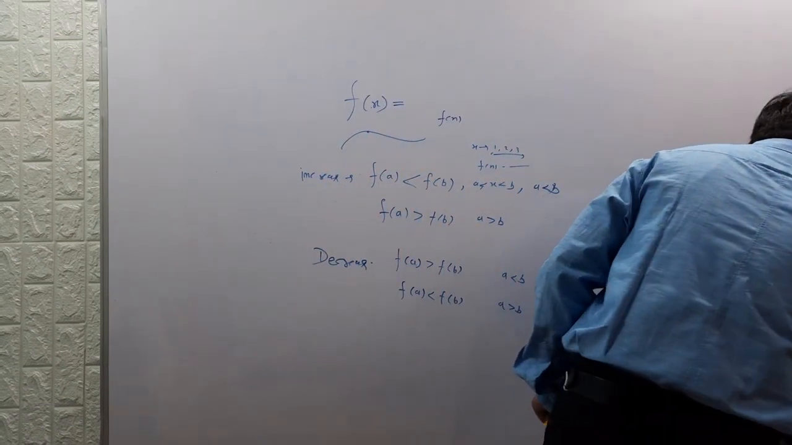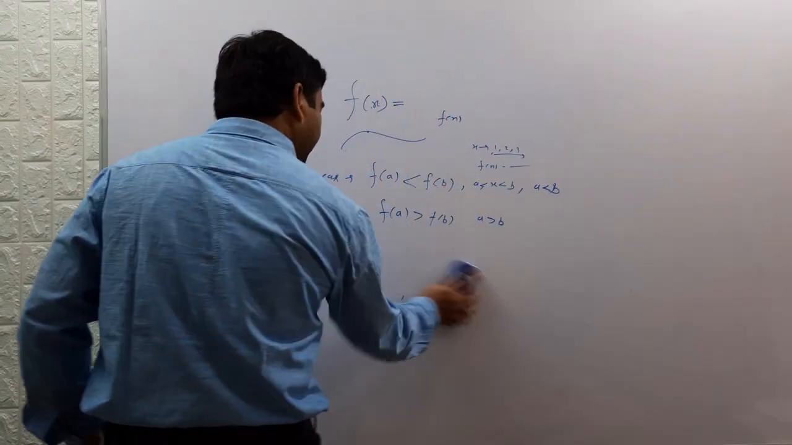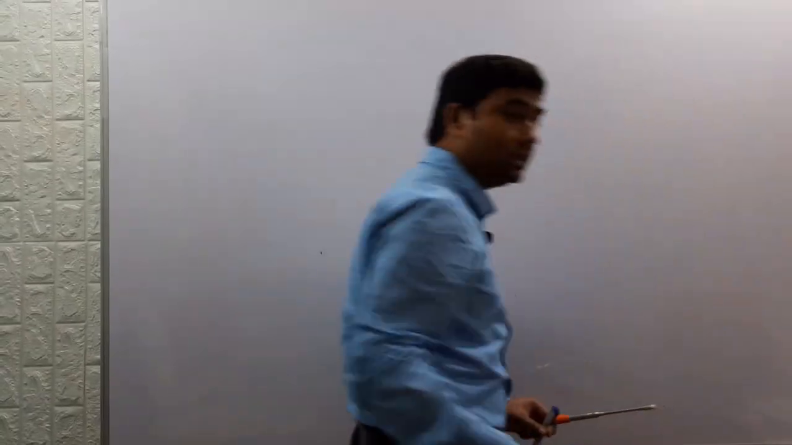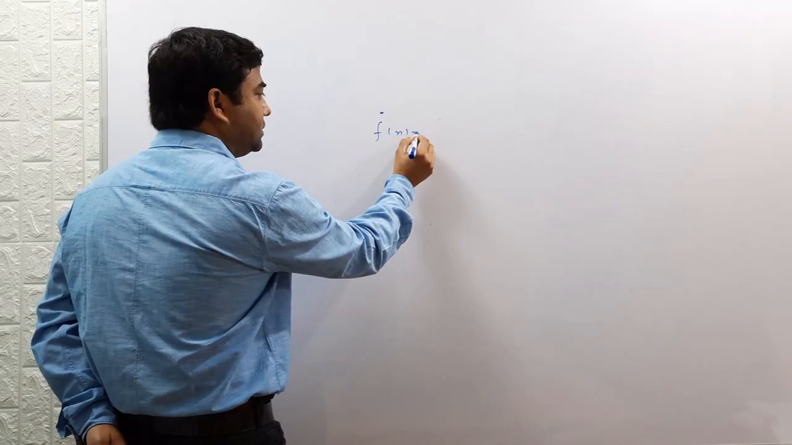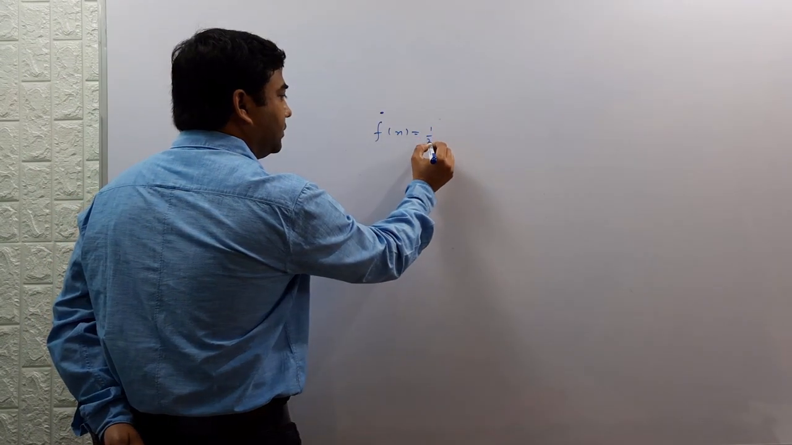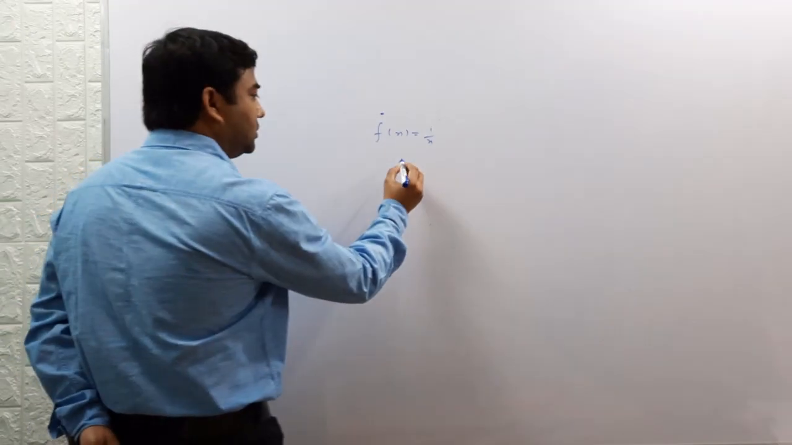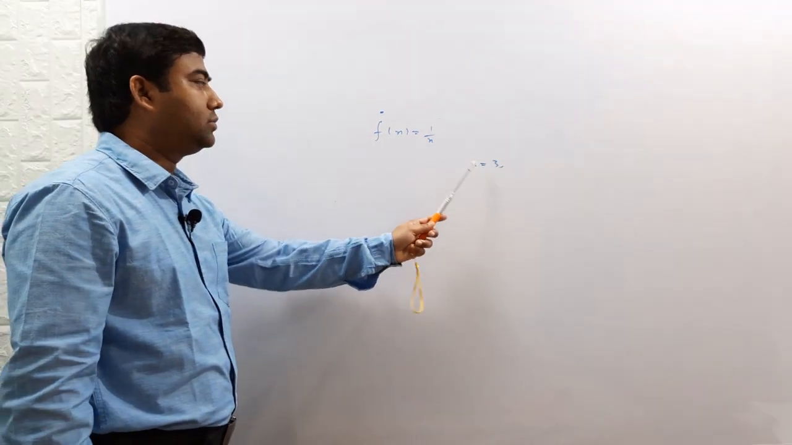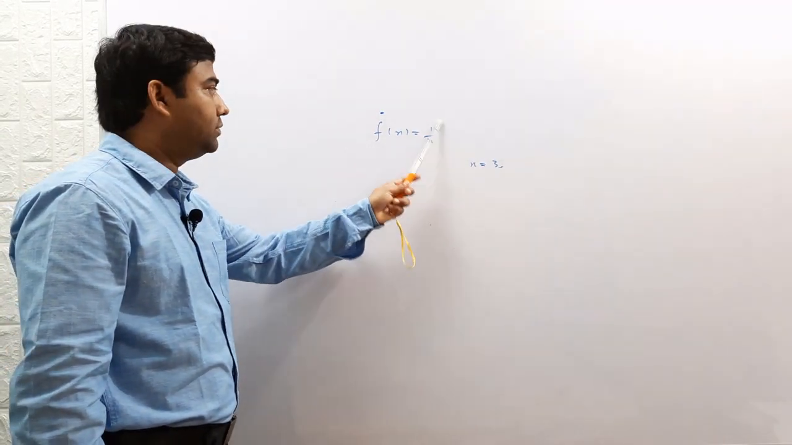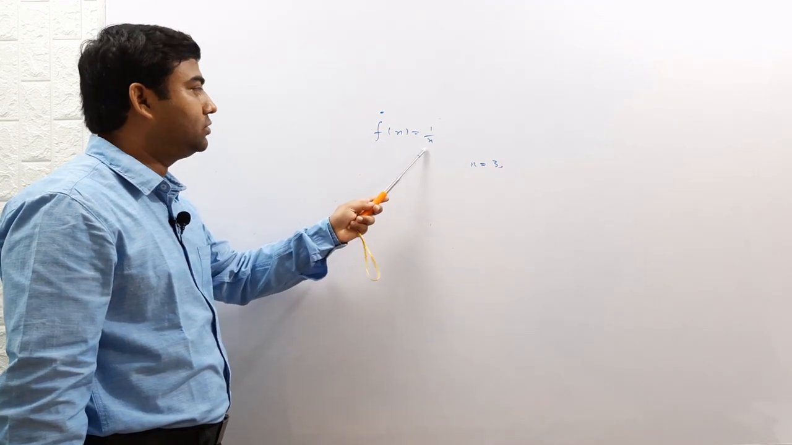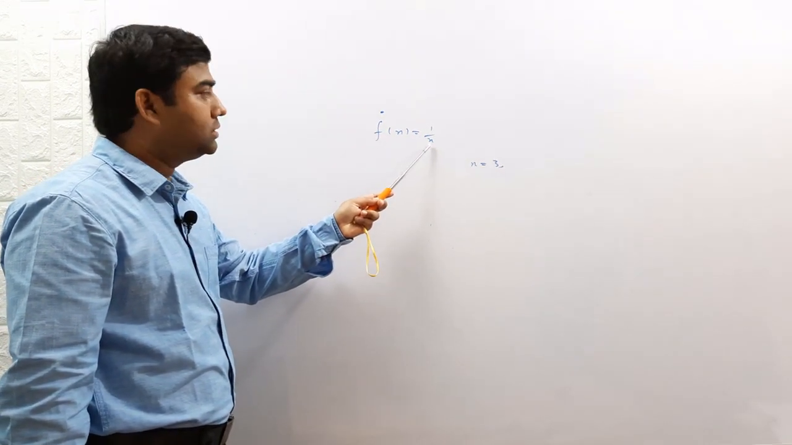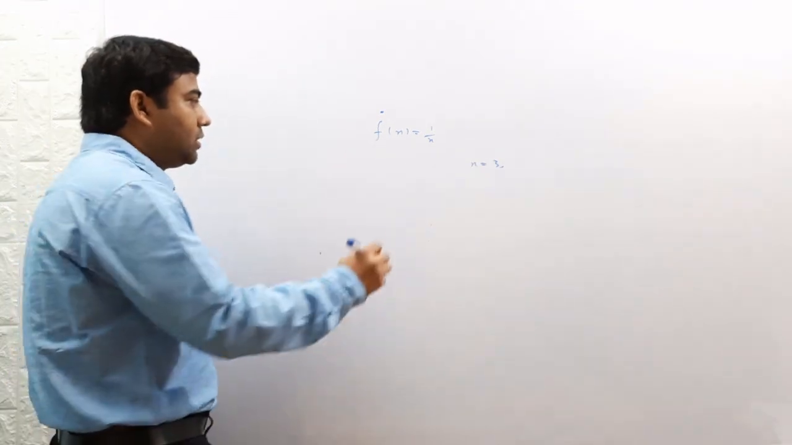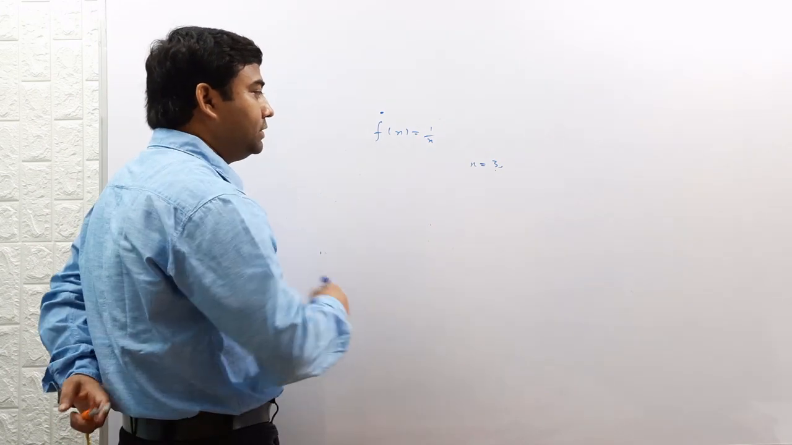So how to find increasing and decreasing functions? How to find that at a certain point the function is increasing or decreasing? f(x) is equal to 1 by x. So at x equal to 3, we will try to find whether the function is increasing or decreasing. From this nature you can easily say the function is decreasing, because as x increases, f(x) will decrease, and vice versa. So at x equal to 3, we want to find.